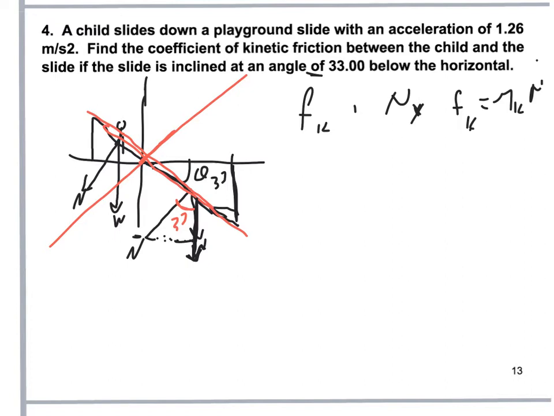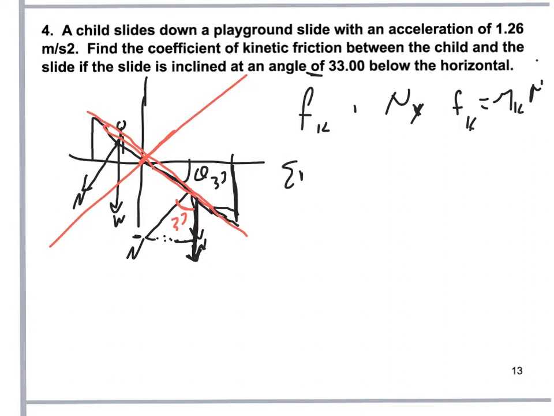But we do have an acceleration though. So that's a hint that we want to get back to that F equals ma equation. So our W again is at an angle with the y-axis, and then the x-axis too has a component there. So we want to sum our forces in the x and y direction.